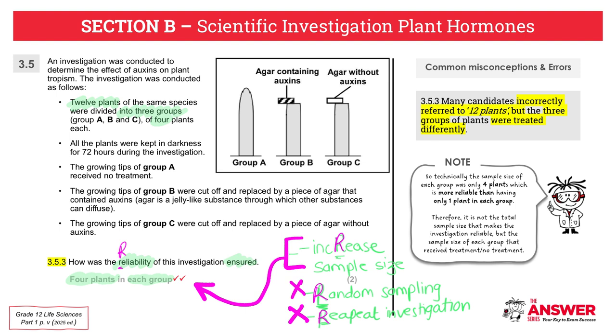And the diagnostic report says that many candidates incorrectly referred to the fact that 12 plants were used, but the 3 groups of plants were treated differently. So the sample in each group was about 4 plants big, which is more reliable than having 1 plant in each group. So therefore, it's not the total sample size that makes the investigation reliable, but the sample size of each group that received the treatment or no treatment in this case.